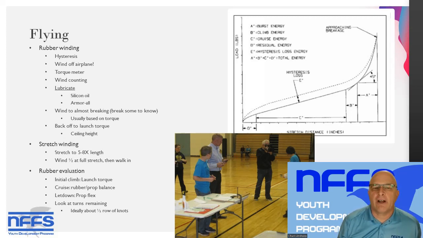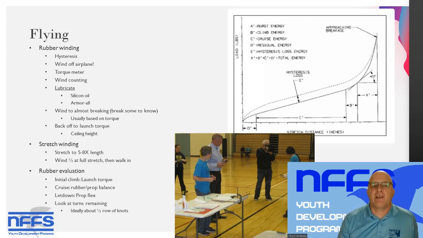You want to stretch wind. If you just wind at the original length of the rubber, or your hook-to-hook length on the airplane, you'll get very few winds in it. If you stretch it to 5 to 8 times its original length and then wind at least half of your turns at full stretch, you're going to get a lot more winds into the rubber. This has to do with how the knots form in the rubber versus simple twisting of the rubber, and just the organization of the knots.